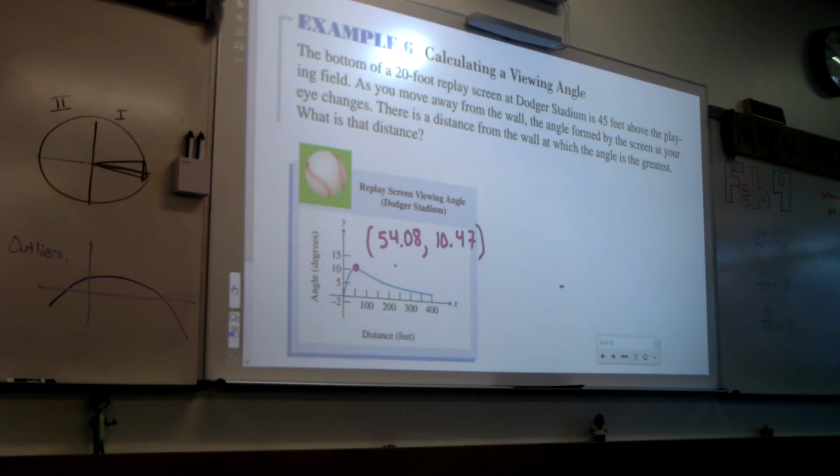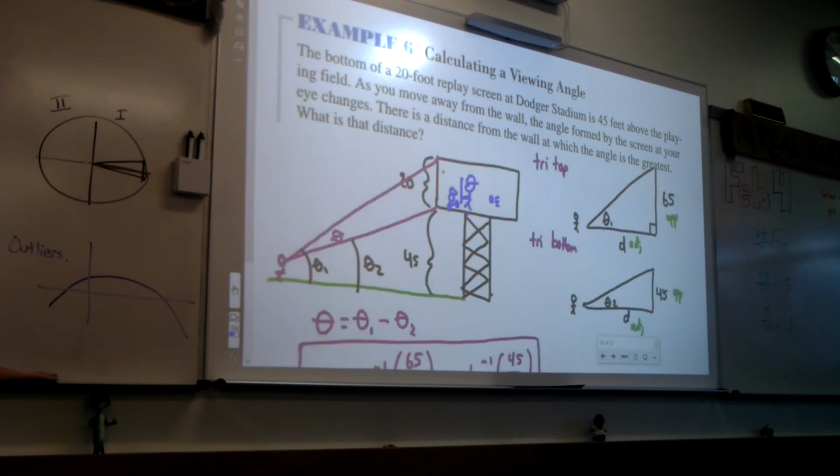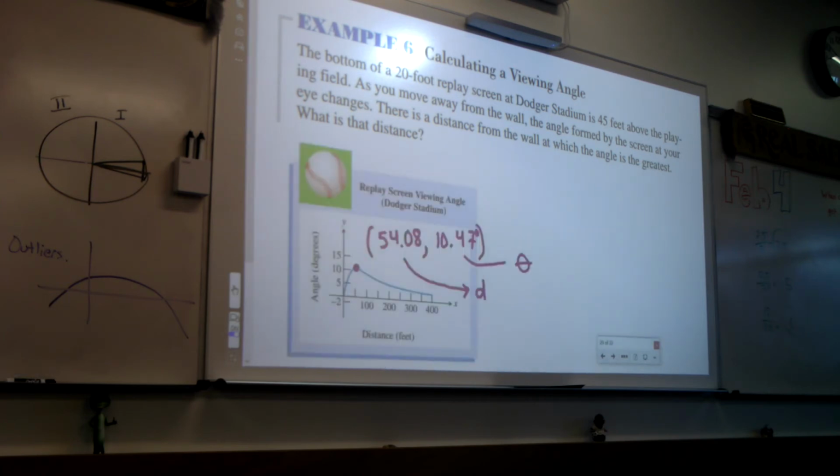Let's make sure we understand what this is. What does a 54.08 represent? This is your distance from the screen. And what does a 10.47 represent? That is theta in degrees. So, if you're at Dodger Stadium and you're sitting on the grass, and it's just like the story problem that we said right here, the best place for you to sit would be 54 feet away. That would give you the maximum angle of the screen, which is 10.47. The only problem is that you'd probably then be sitting on the field, in the outfield with the pitchers, right? Might disrupt the game, but it would be fun.